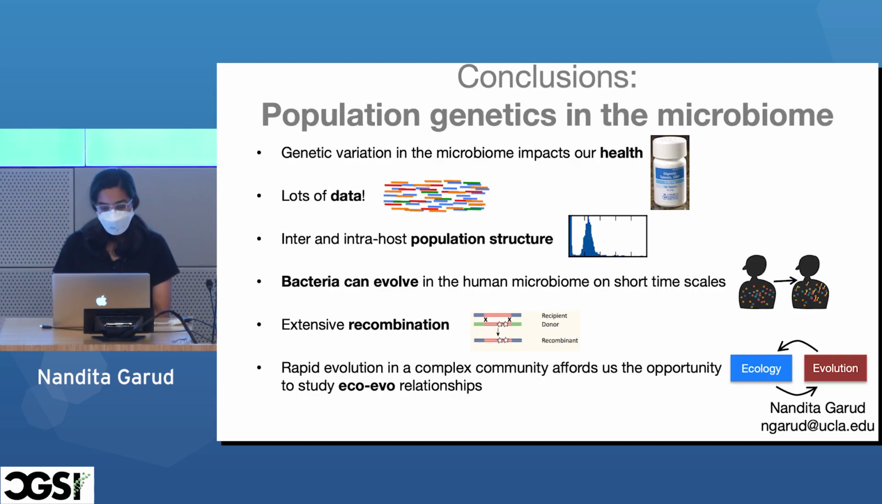So I'd like to conclude by sharing with you a few points about population genetics in the microbiome. Genetic variation in the microbiome impacts our health. There's a lot of data. Inter and intra-host population structure exists. Bacteria can evolve in the human microbiome on short timescales. There's extensive recombination, and the rapid evolution in a complex community affords us the opportunity to study eco-evo relationships.